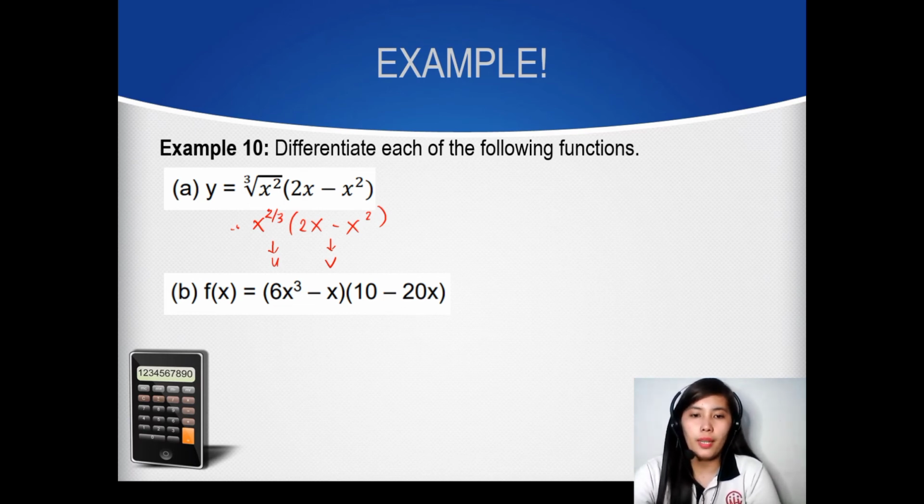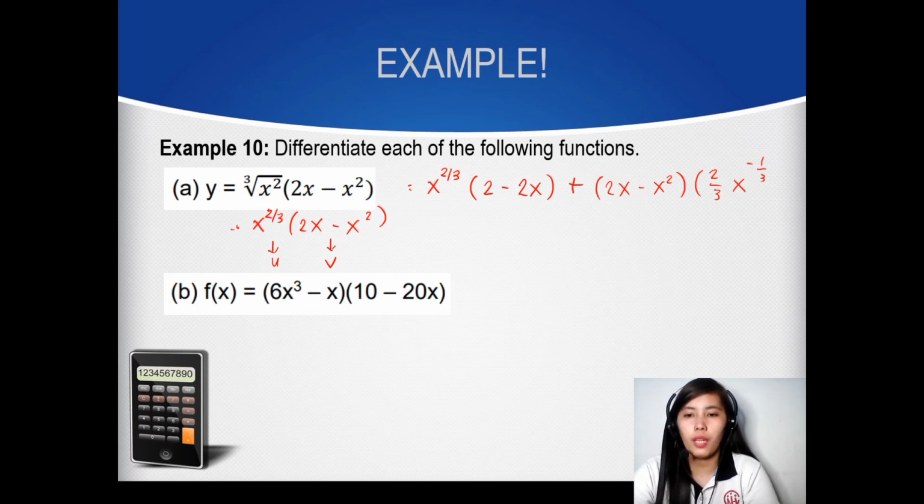So let us apply u dv plus v du. Our u is x raised to 2/3. Then the derivative of 2x minus x squared is 2 minus 2x. Then add v, so that is 2x minus x squared. Then the derivative of x raised to 2/3 is 2/3 times x raised to negative 1/3, since 2/3 minus 1 is negative 1/3.